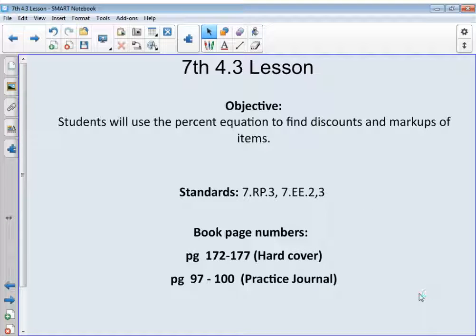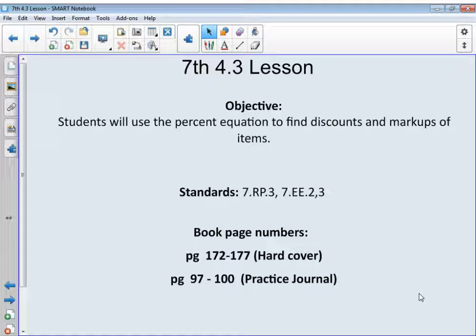This is 7th grade activity 4.3. In this activity, students will use the percent equation to find discounts and markups of items. The standards covered in this lesson are 7.RP.3 and 7.EE.2 and 3. The page numbers out of the hardcover book are pages 172 through 177 and pages 97 through 100 in your practice journal.